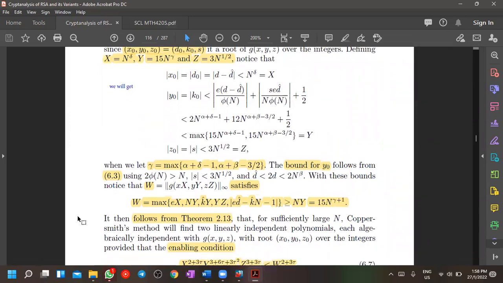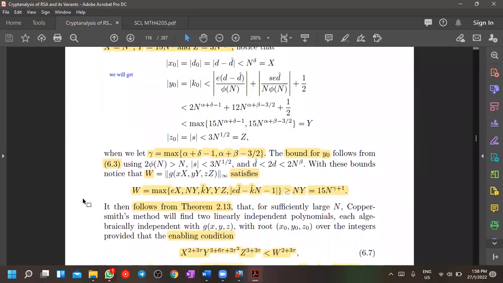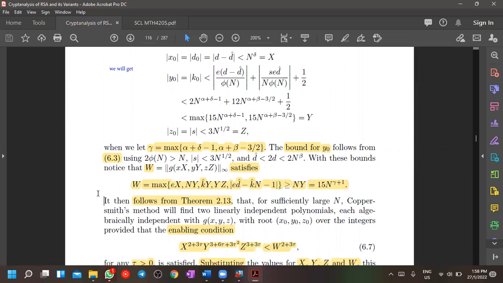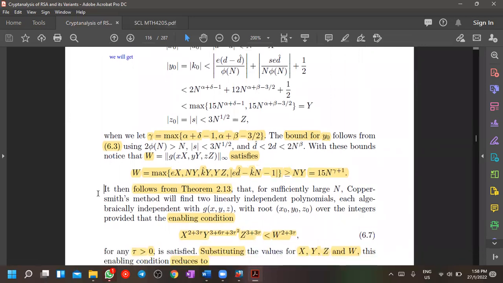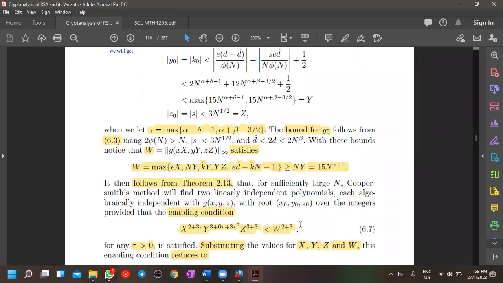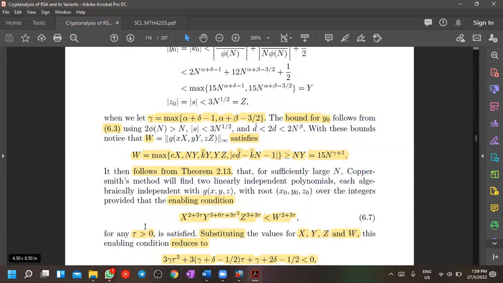Right, so it then follows from theorem 2.13 that for sufficiently large n, Coppersmith's method will find two linearly independent polynomials, each algebraically independent with function g with root x naught, y naught, and z naught over the integers, provided that the enabling condition for equation 6.7 for any tau greater than 0 is satisfied.